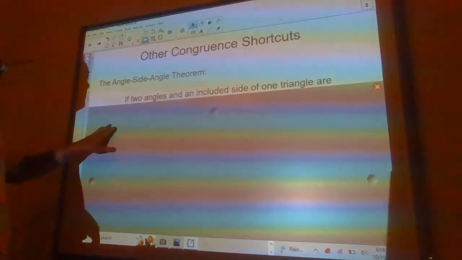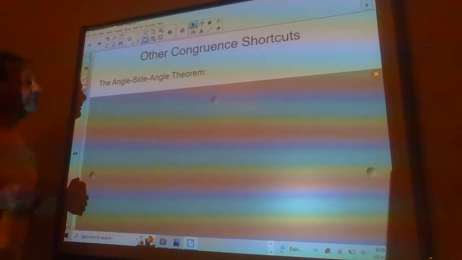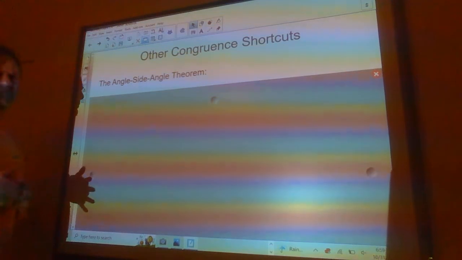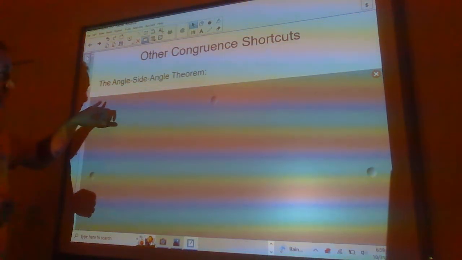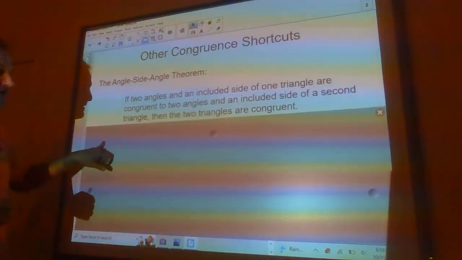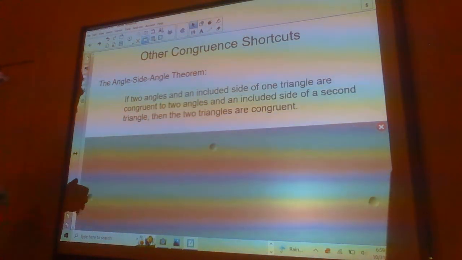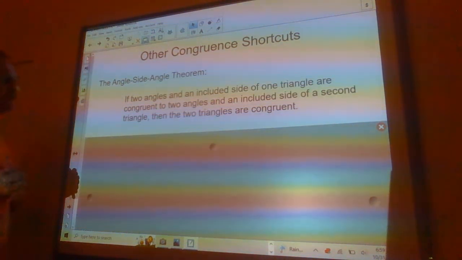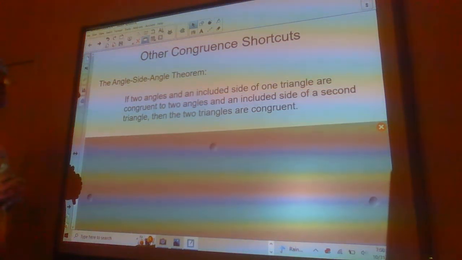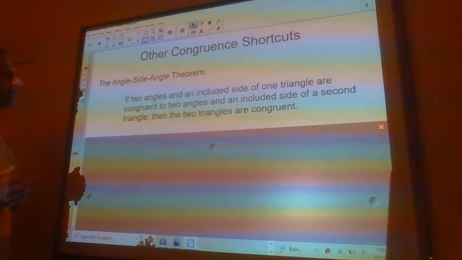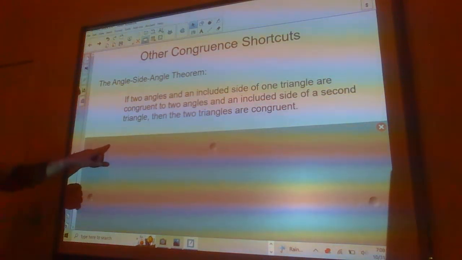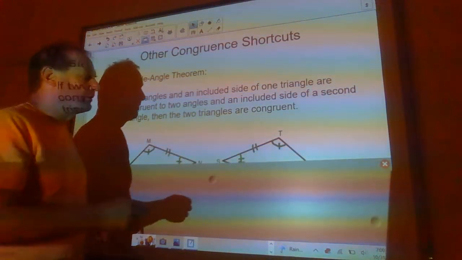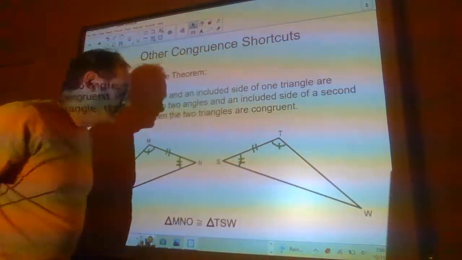Today we're going to look at angle side angle, which is very similar to side angle side, except we're going to have an angle included instead of a side. It says if two angles and an included side of one triangle are congruent to two angles and an included side of a second triangle, then the two triangles must be congruent. So it looks like this.